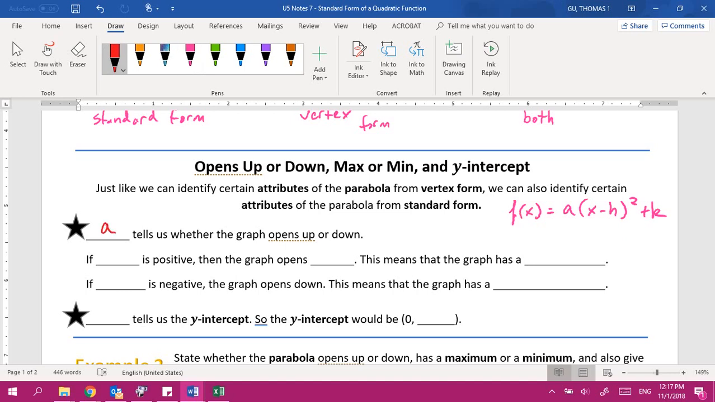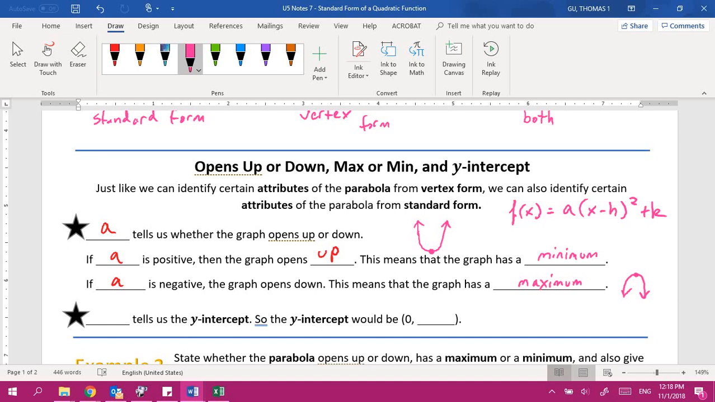All right. If a is positive, then the graph opens up. That's right. And remember, if a graph opens up, that means it has a minimum or maximum? So if it opens up, it looks like this, right? Is there going to be a minimum or a maximum on a graph? A minimum, right? Because down here, that would be a minimum. Okay, if a is negative, then the graph opens down. If it opens down, that means there's going to be a maximum, because it's going to look like this, and up here would be a maximum.